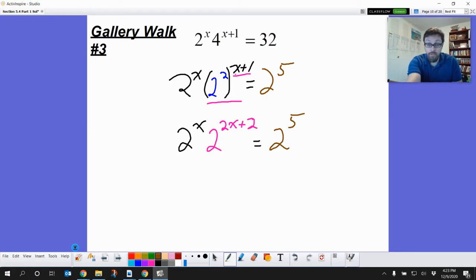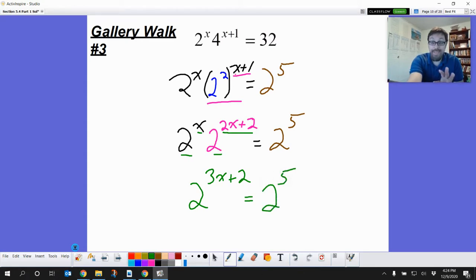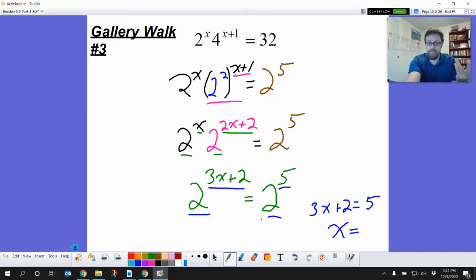Then I'm going to use my product rule of exponents. These two bases match, so I can add these two exponents together. So x plus 2x gets me 3x plus 2. And I still have a base of 2, and this still equals 2 to the 5th. Now my bases match. 2 matches with 2, so this 3x plus 2 equals that 5. So we get 3x plus 2 equals 5. And then this is a good old two-step linear equation that you've been solving since algebra, so that's 3 divided by 3 minus 2 is 1. X equals 1. And that's done.